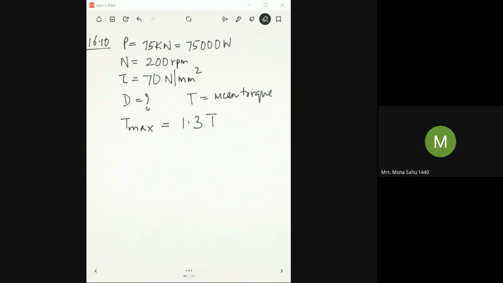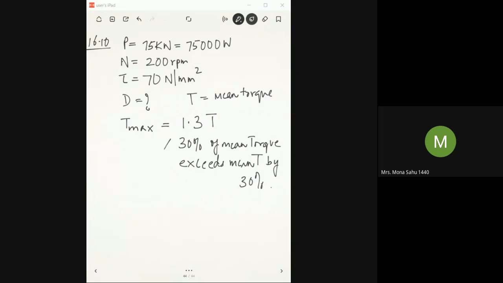This is what is given. Okay, so you have to be very careful. It does not say it is 30% of mean torque. Okay, it says it exceeds mean torque by 30%. It's not saying this, it's saying this. That's why I've taken 1.3.